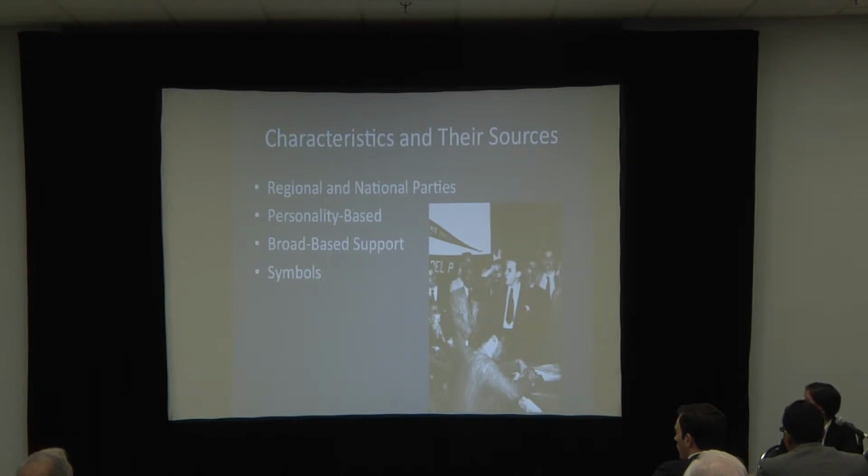So this is just, the first section was the characteristics and the sources of these parties. There were a lot of regional and national parties. They were personality-based, they had broad-based support, and they relied heavily on symbols to appeal to the people.